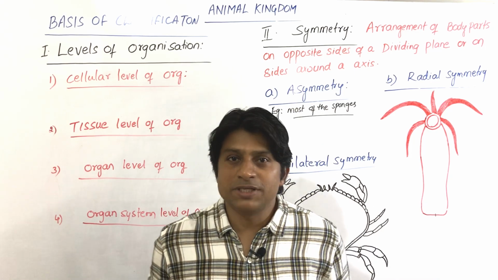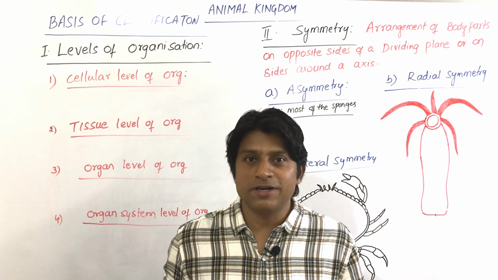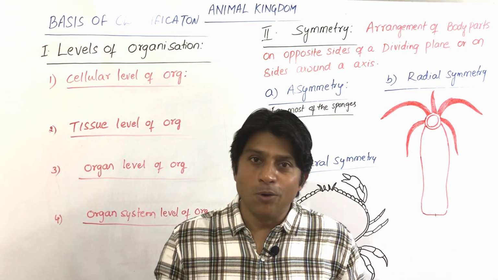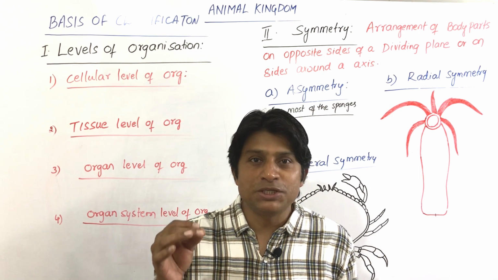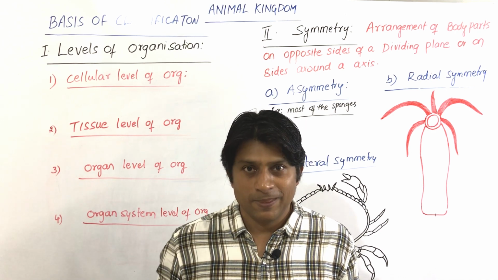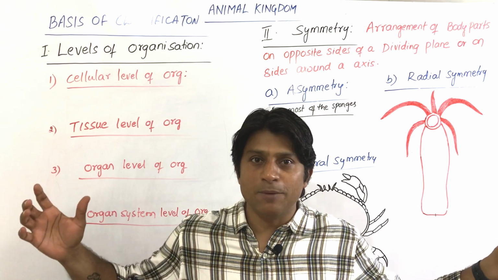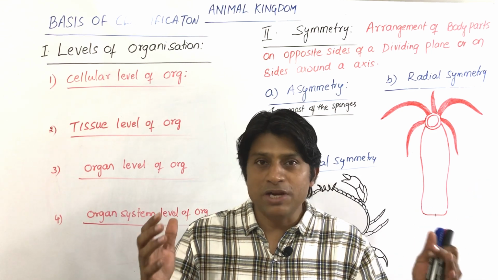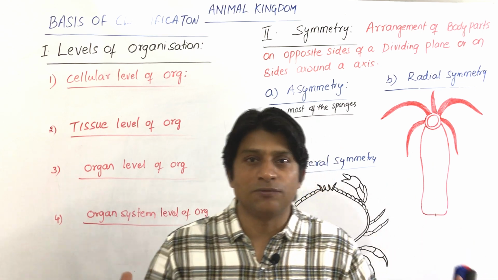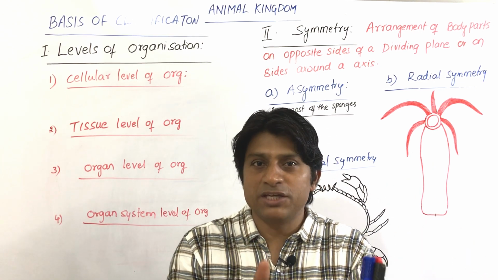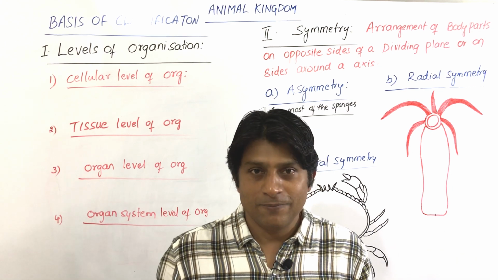There is a diversity among different animal groups or different animals. Over 1 million species of animals are described so far. So there is a lot of diversity among all different groups of animals. So how do we remember, how do we study the characters of these animals? So for this, a classification is very necessary.